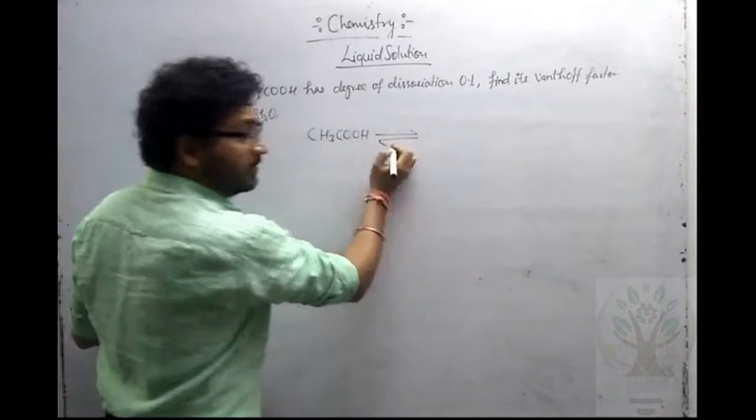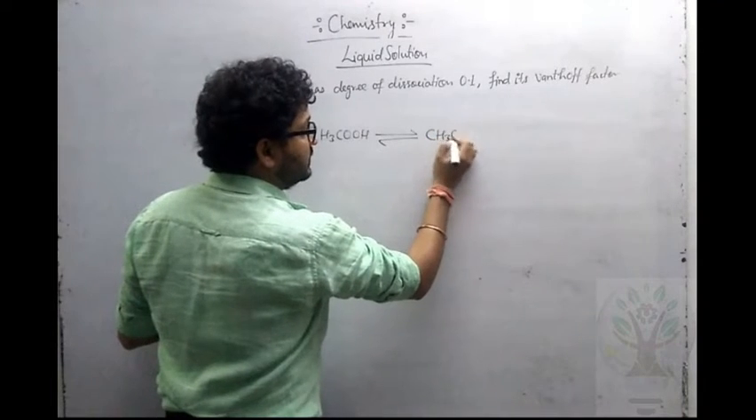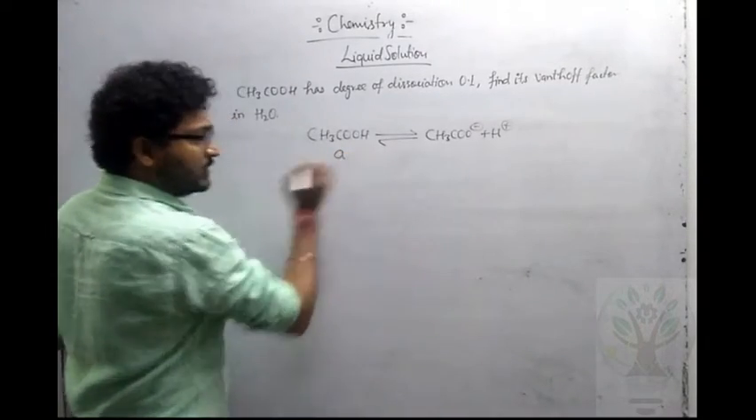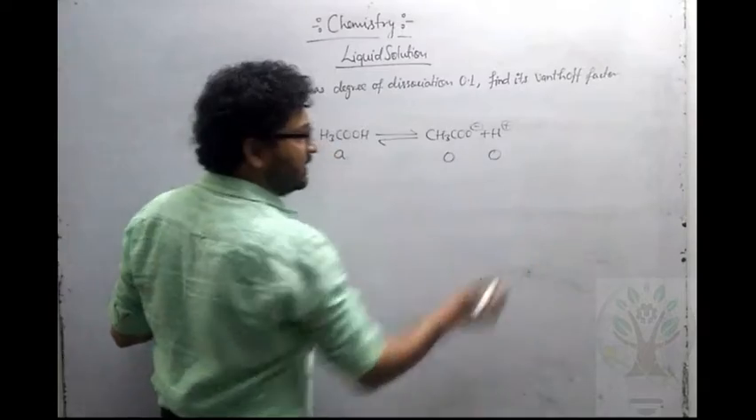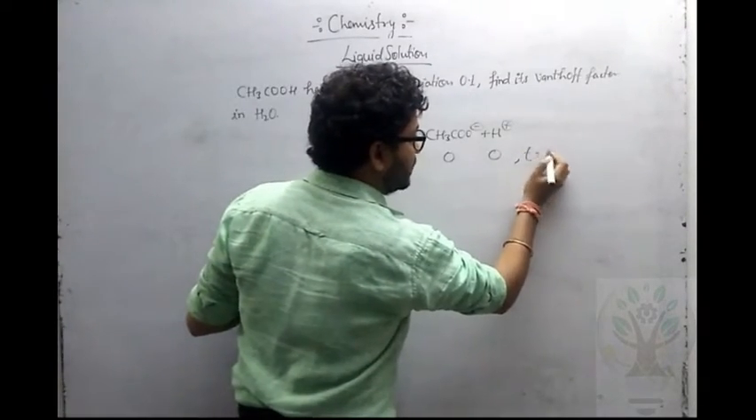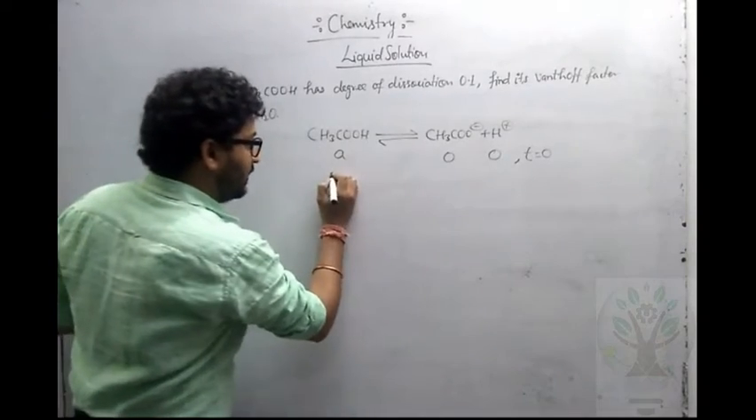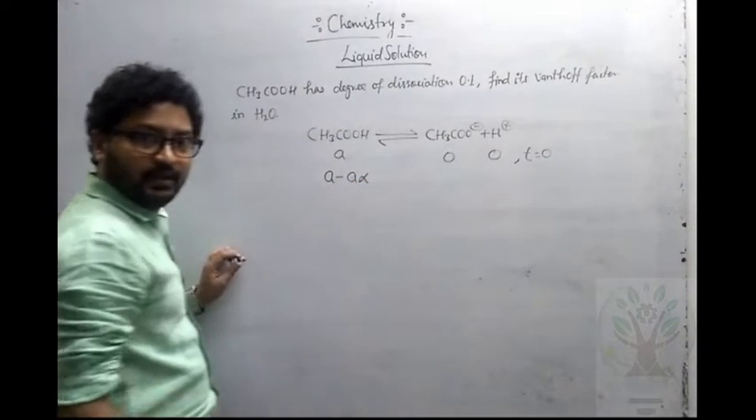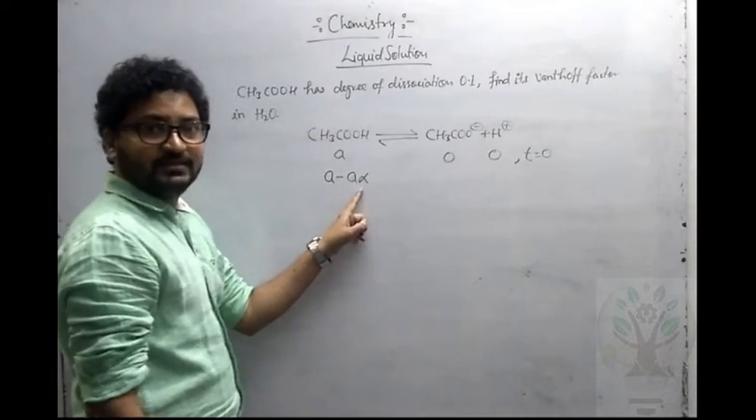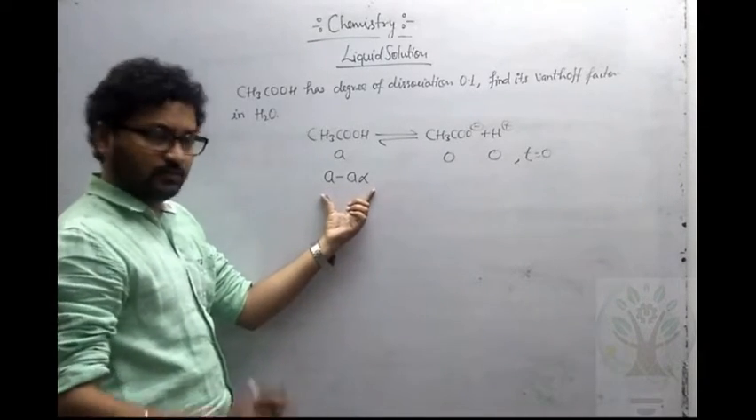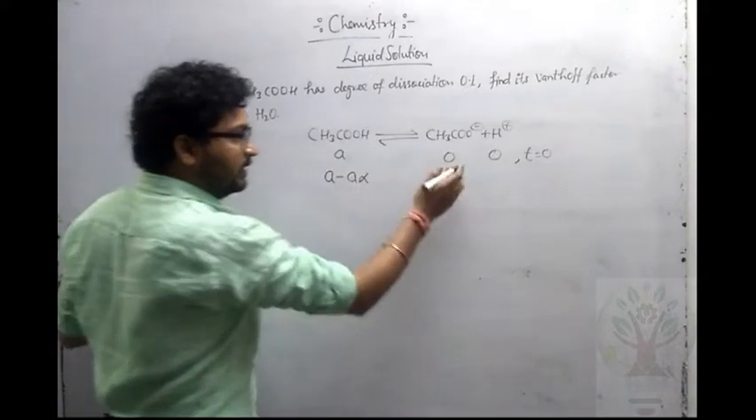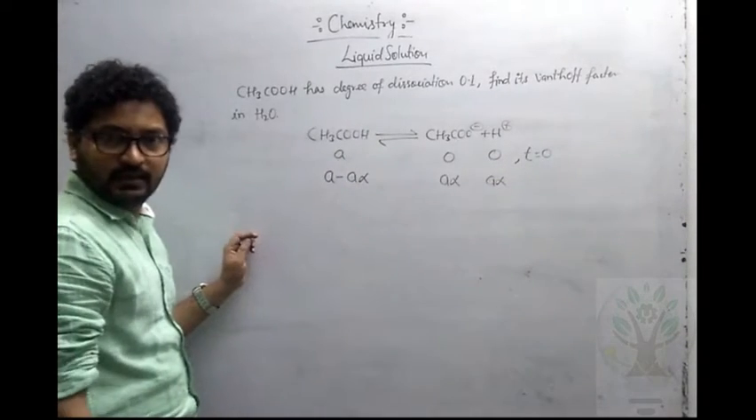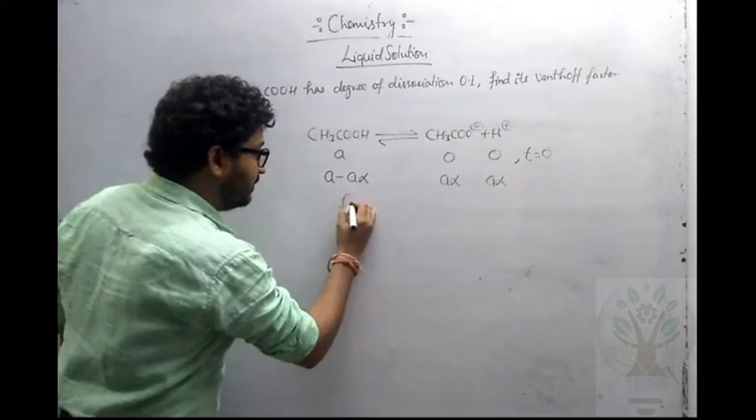CH3COOH, tell me, is it a strong electrolyte or weak electrolyte? CH3COOH is a weak electrolyte. It is a weak acid, no? So if I have A moles in the beginning, how many moles of CH3COO- will be there? 0, 0, at t equals 0. Clear? Now, after some time, if the degree of dissociation is alpha, I can write it as A minus A alpha. What is alpha here? Alpha is the degree of dissociation. Now, CH3COO- will be formed, A alpha. How much H+ will be formed? A alpha. Is this clear? Now, can you tell me how many final particles you have?